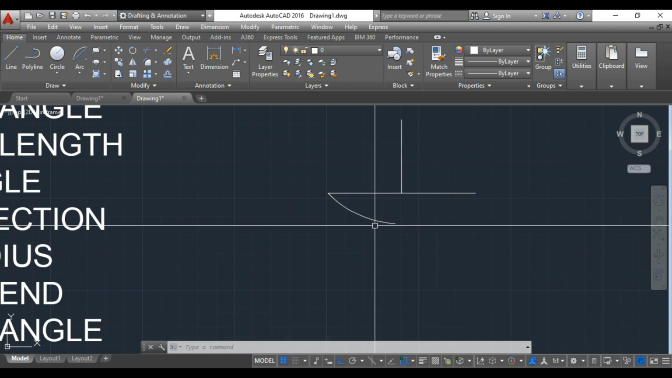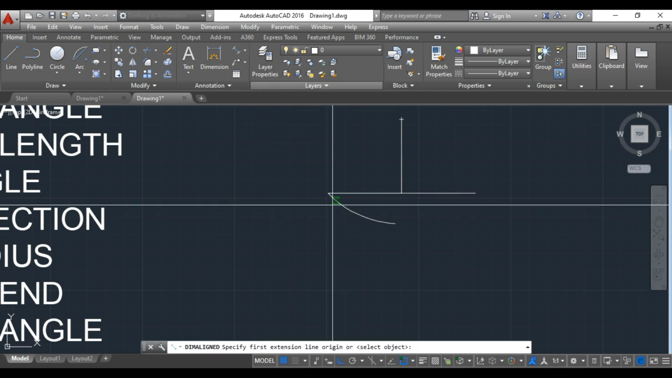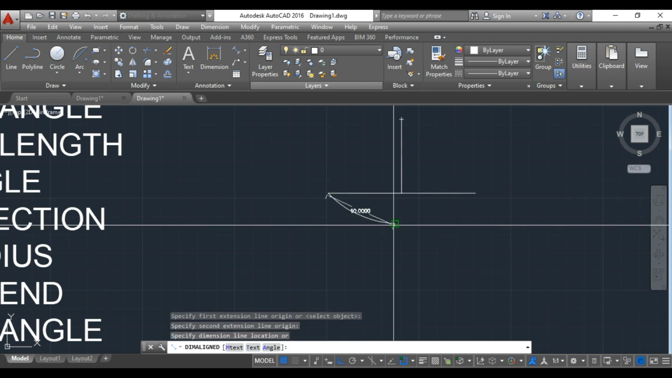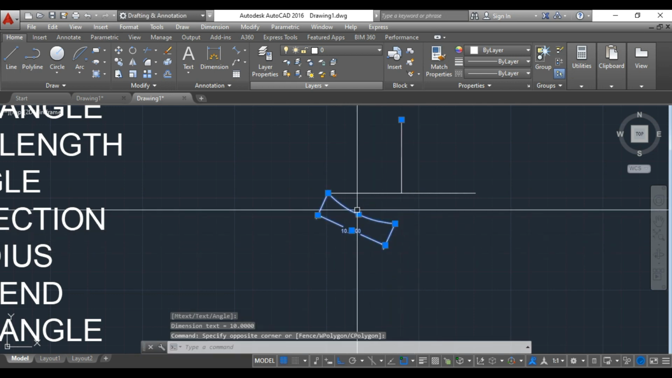If you want to check the length of the chord, you go to the dimension, and under this you get aligned, because some angle inclination is there, and for that reason I was taking aligned. You can check out here, see how much I have taken, 10. So it is giving me the 10 units length of chord.